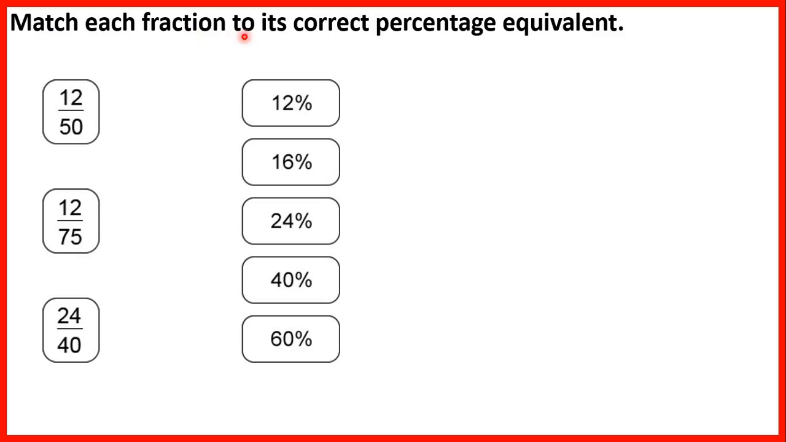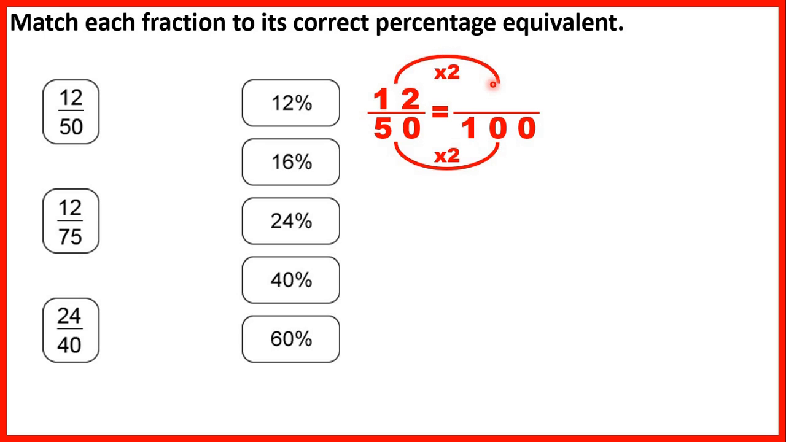Match each fraction to its correct percentage equivalent. So we need to remember that percentages are fractions with a denominator of 100. So first we have 12/50ths. To change that to a percentage, we need to find an equivalent fraction which has a denominator of 100. 50 times 2 is 100 and 12 times 2 is 24. So because 12/50ths is equivalent to 24/100ths, that's the same as 24%.